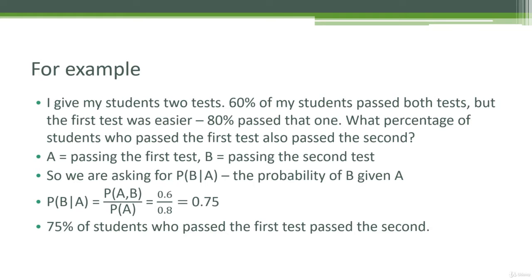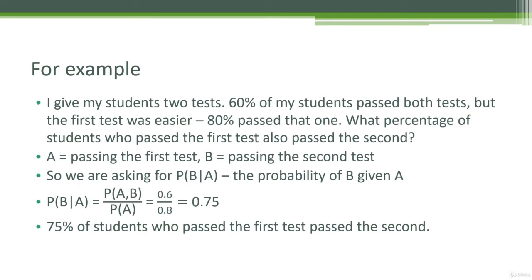Let's say that I give my students two tests, and overall 60% of my students passed both tests. So if we call the tests A and B, P(A, B) would be 60%. However, the first test was easier. 80% of my students passed that one. So if B is the second test and A is the first test, P(A) would be 80% in this example, right? You can see this gets confusing pretty quickly with all the A's and B's and commas and pipes, but let's review again.